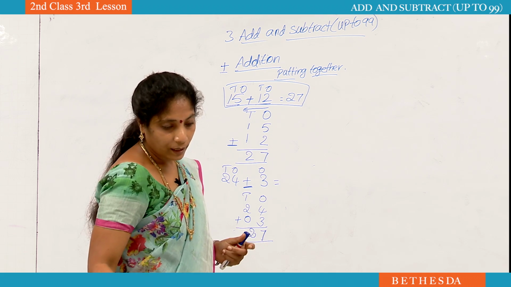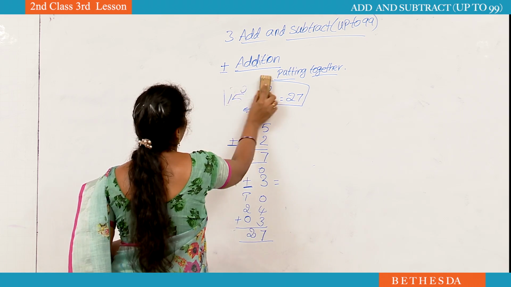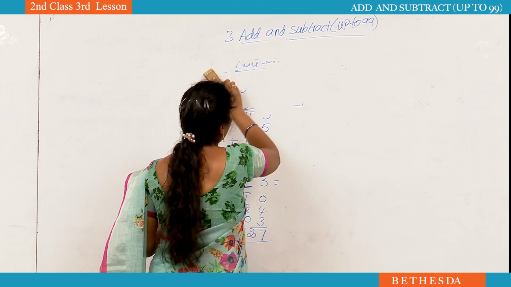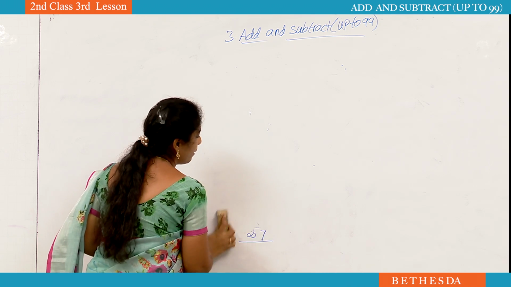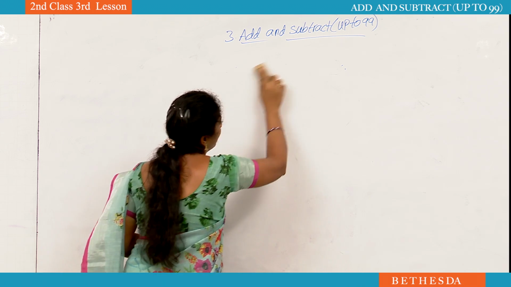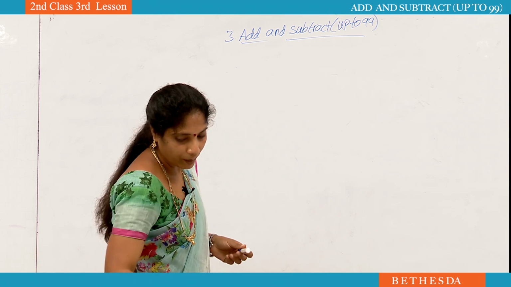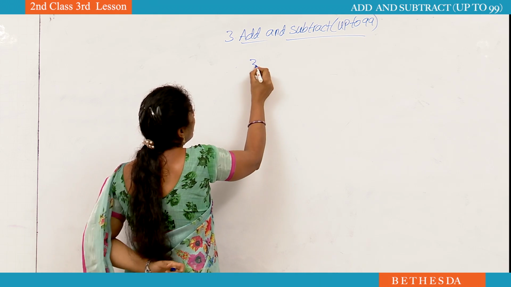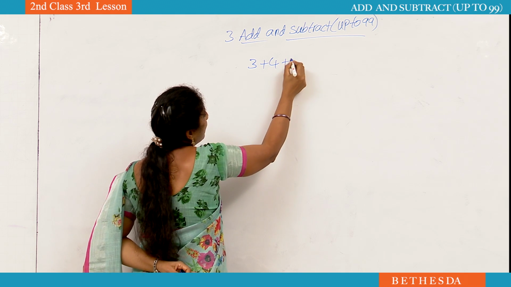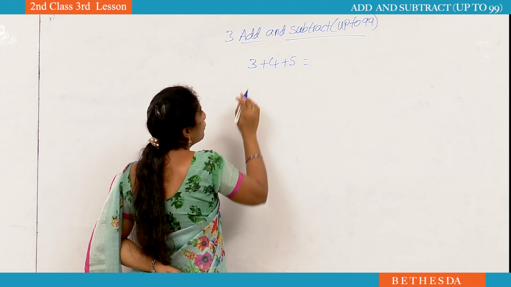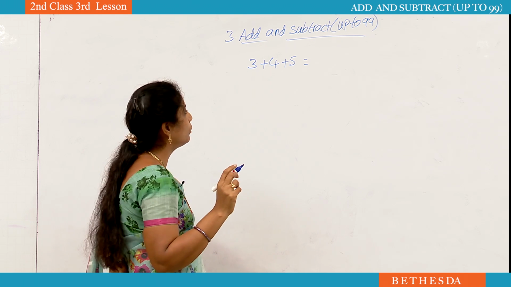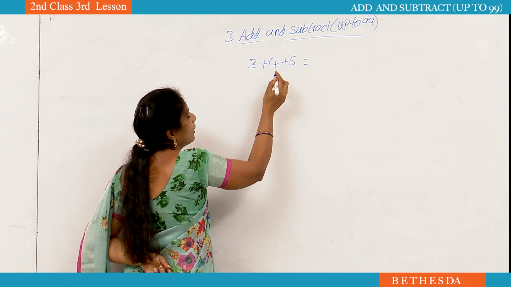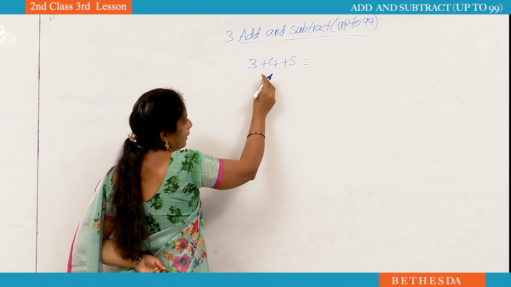Now see here in page number 48, they gave 3 numbers addition. If they gave the 3 number addition, how to do? Now I am going to explain. See here, 3 plus 4 plus 5. Here they gave the 3 numbers. If you observe, those all are 1 digit numbers only. They don't have 2 digits. That's why no need to write digits.